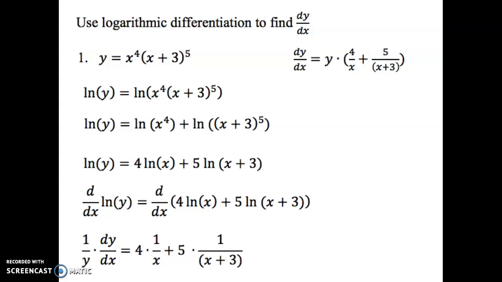And last step, let's put our y back in. Put that initial value that I had for y back into the expression. There's our answer using logarithmic differentiation. All right, let's do one more example from the worksheet, number 2.